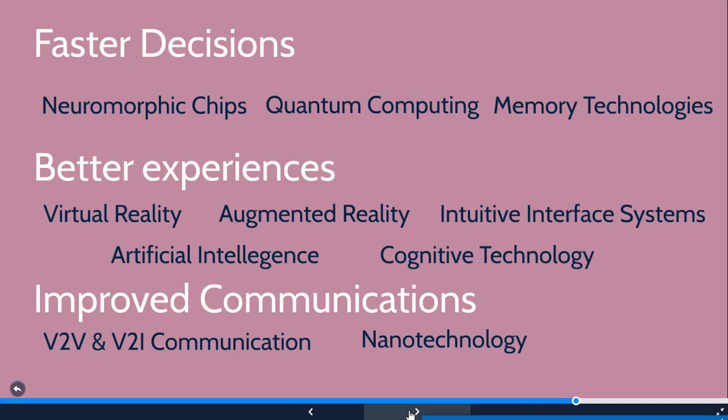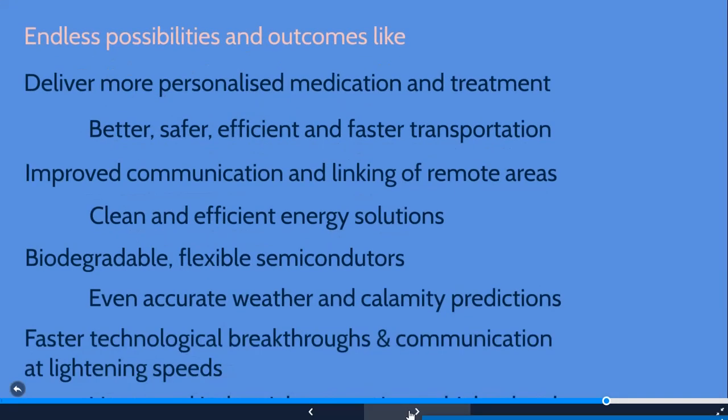Quantum computing technology, and they are also used in virtual reality, augmented reality, intuitive interface systems, artificial intelligence, cognitive technology, nanotechnology, V2V and V2A communication systems, also brain sharing, brain load sharing technologies. They'll be used in all these things. This will be the future.